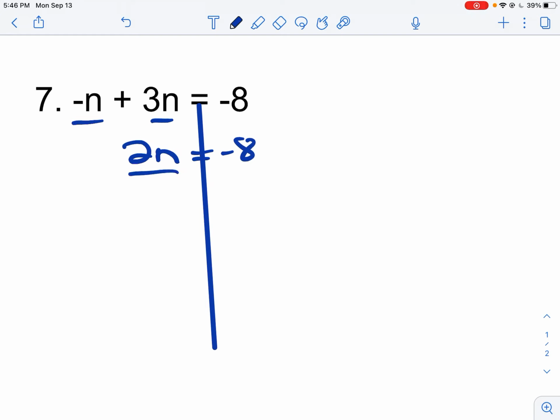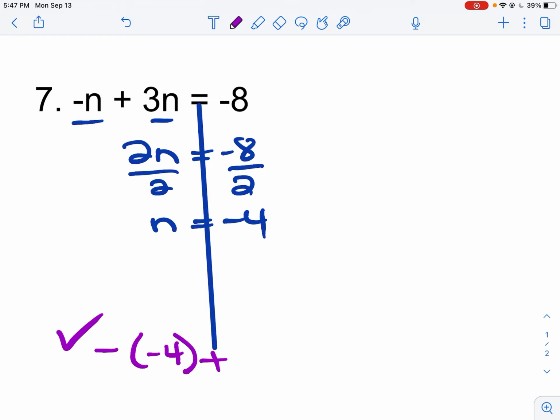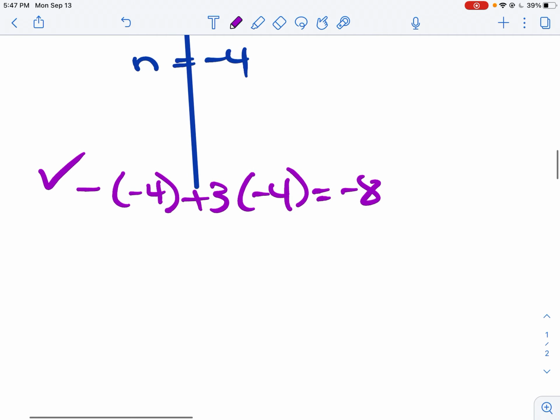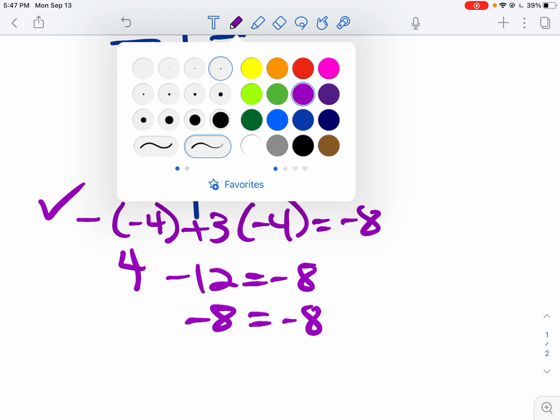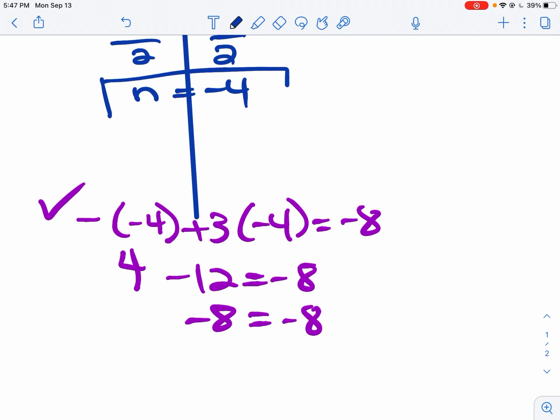So combine like terms. 3 minus 1 will get me 2n equals negative 8. Divide by 2, and n equals negative 4. Guess I didn't need that much of a line for this one. Come on, change my color. So I check this, and I get negative times negative 4 plus 3 times negative 4 equals negative 8. So this would be 4 minus 12.